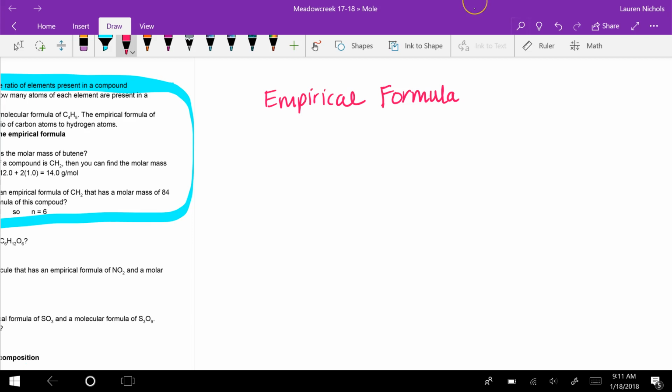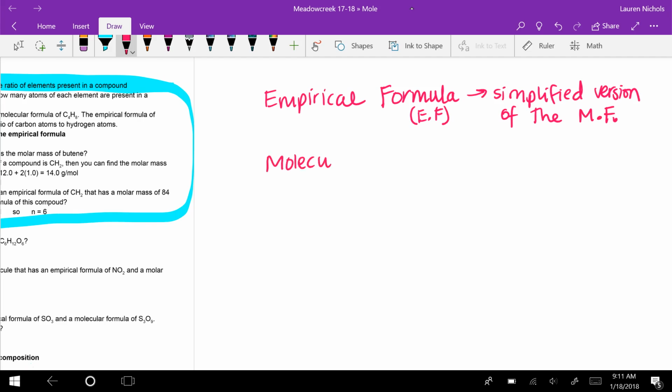So empirical formula is a simplified version of the molecular formula, which I'm going to abbreviate as MF. Okay, empirical formula will be EF. Right. Now, molecular formula is the actual formula.